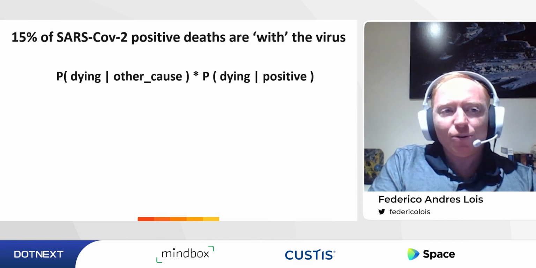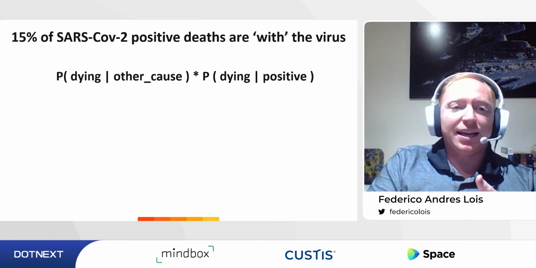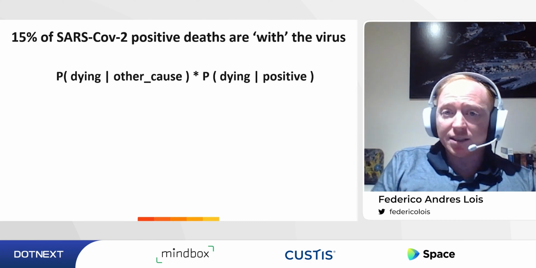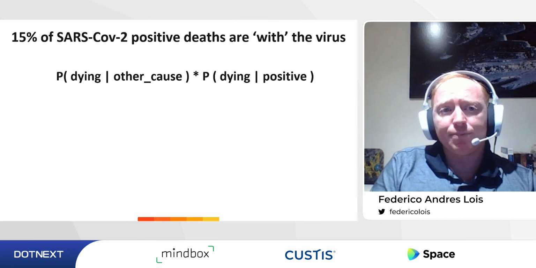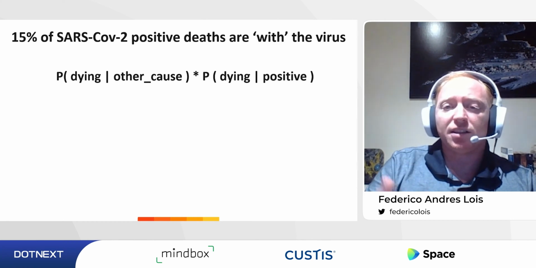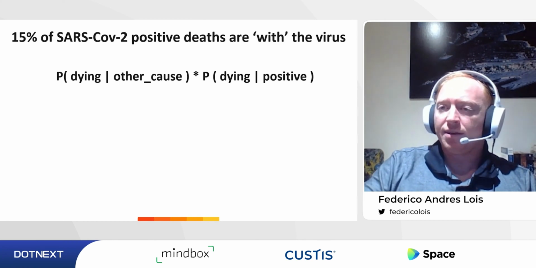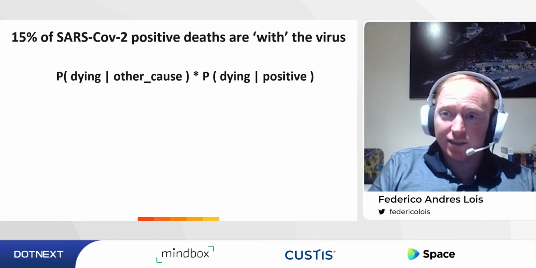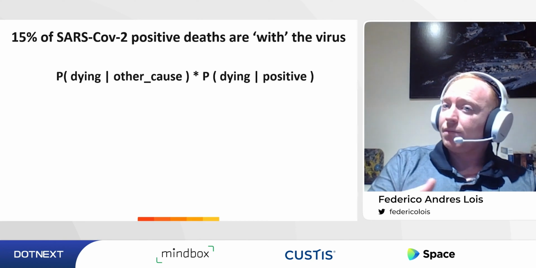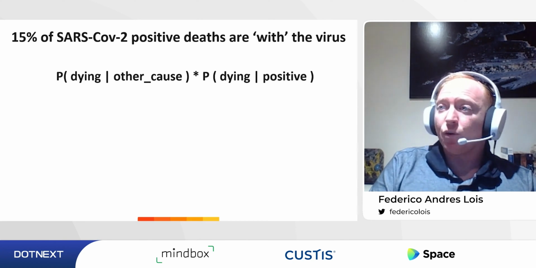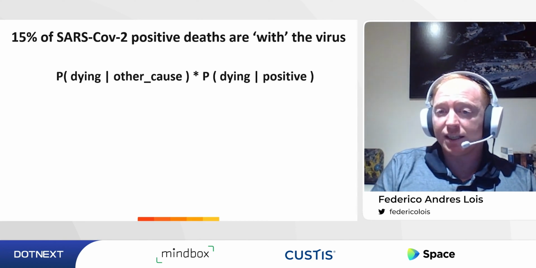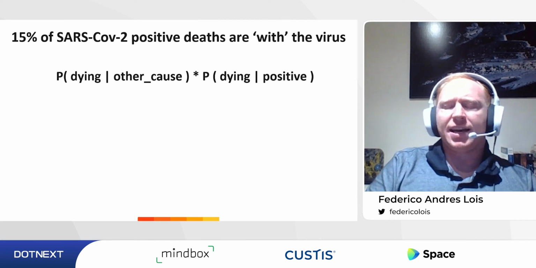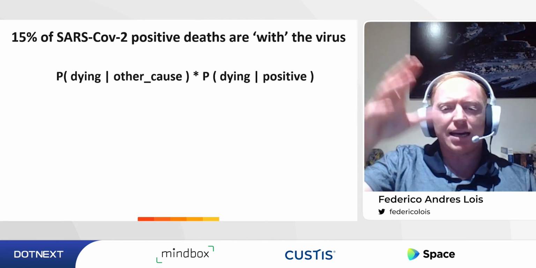Because if you do that, you can actually figure out that the probability of dying from other causes multiplied by the dying being positive actually means that 15% of the SARS-CoV-2 positive deaths are actually with the virus. What that means is that they have the virus at time of death, or in the window of positivity, but they didn't actually die from that. And by the estimation, you would say, hey, yeah, but you can put whatever numbers, whatever.